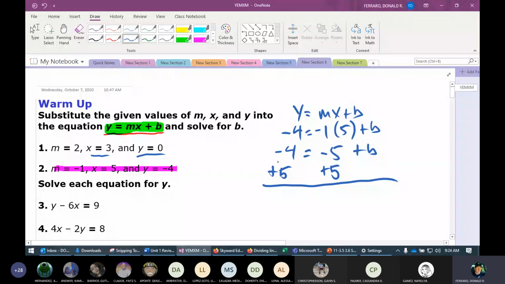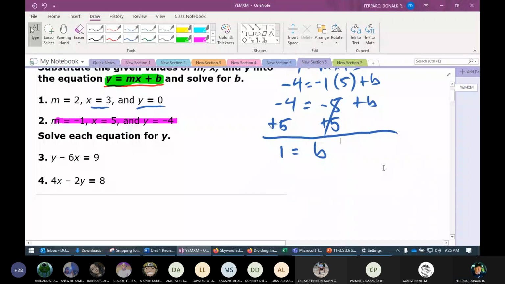And 5 plus a -4 is what? 1. That's 1. This cancels out. -5 plus 5 is 0. All right. And equals b. So my slope intercept equation in this case would be y equals, and the slope here, they give us a slope of -1, -1x plus 1.